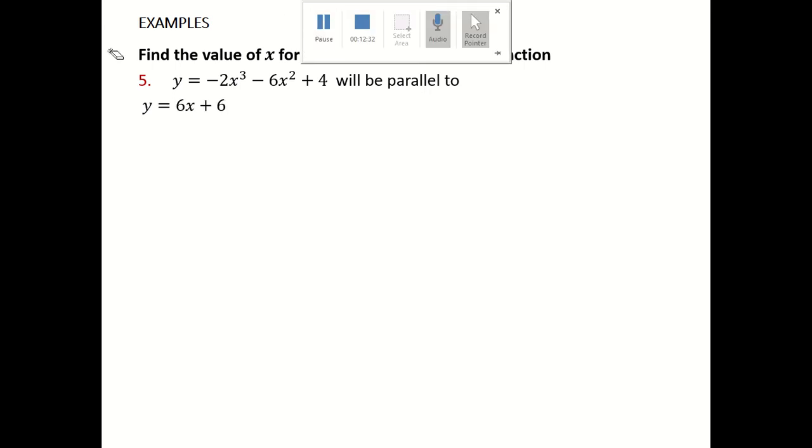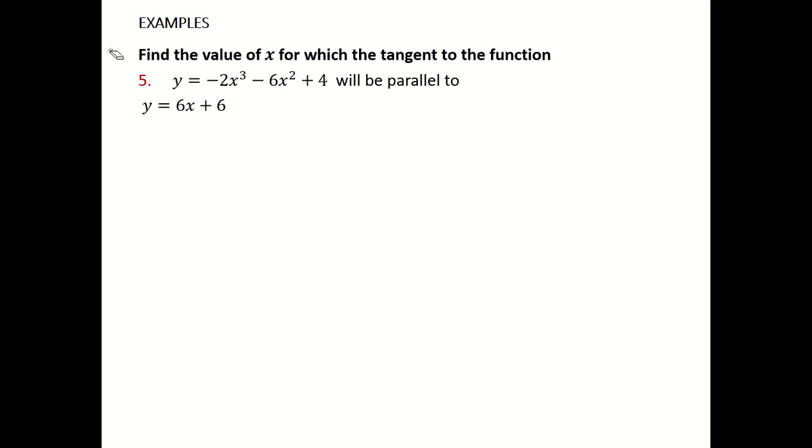Find the value of x for which the tangent to the curve will be parallel to 6x plus 6. So in this case, please note that we are not calculating the gradient. We are simply trying to find the x value, the coordinates of the point that resulted in us finding the equation of the tangent line as well as finding the gradient.